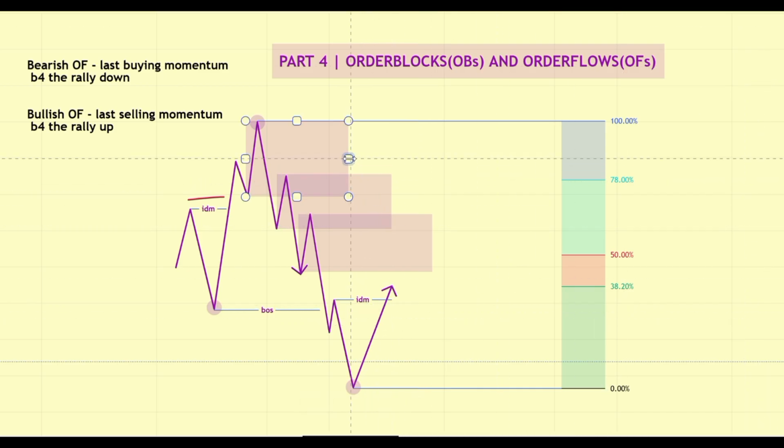When we get to the extreme right here, we can clearly see that there is a mitigation here.